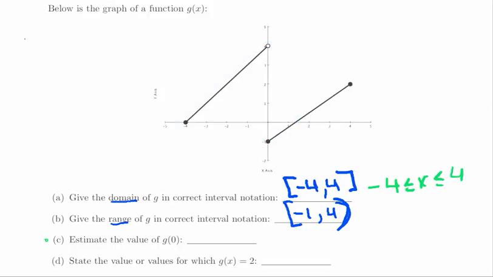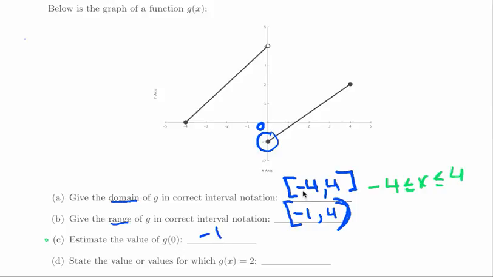We're asked to find the value of g of 0, and that's just simply going to x equals 0. That's here at the origin, and finding the graph. Looks like there's 2 possible places, but this hollow dot up here means there's nothing there. Here's where the function value is. That's at a height value of negative 1. So g of 0 is negative 1.